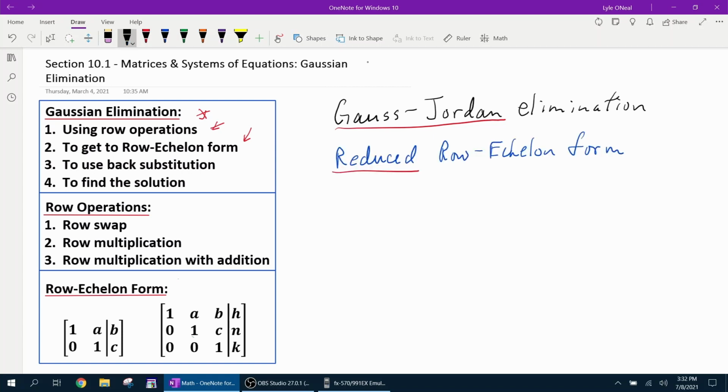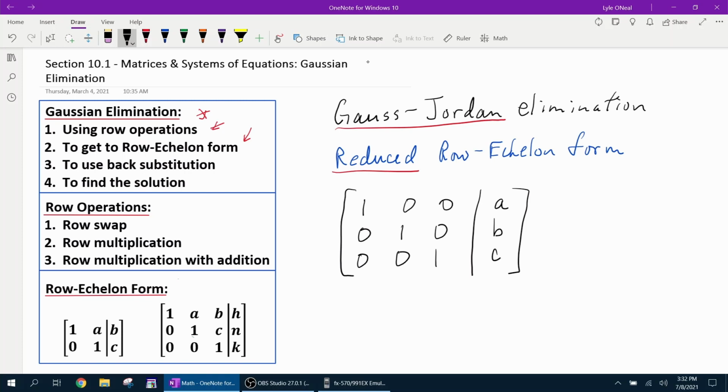And what is different about reduced row echelon form, using a matrix that has 3 variables and 3 equations? Reduced row echelon form not only has ones on the diagonal, not only does it have zeros below the diagonal, but it also has zeros above the diagonal. And then over here you would have numbers like A, B, and C, some set of numbers.